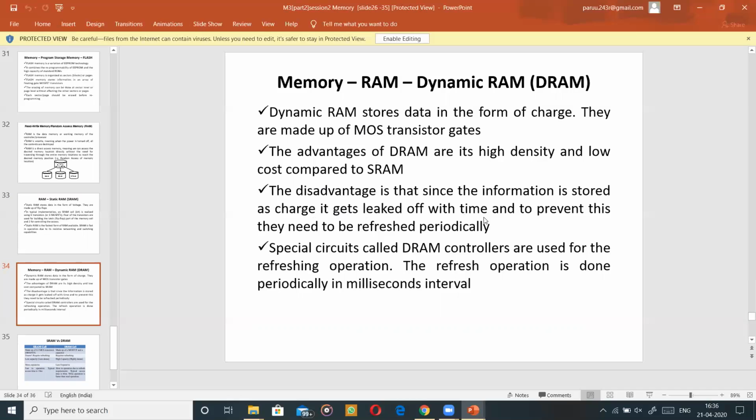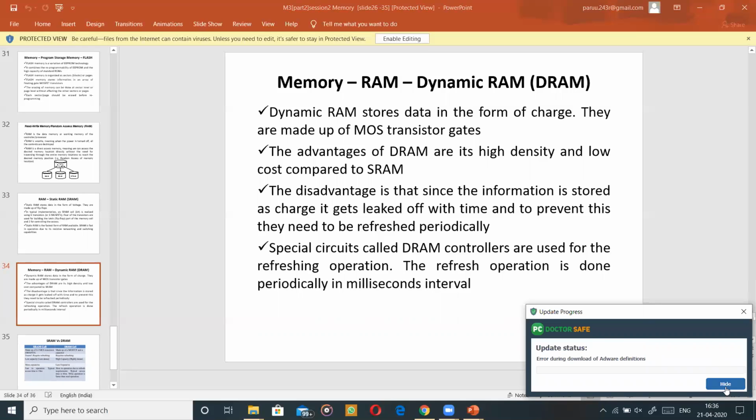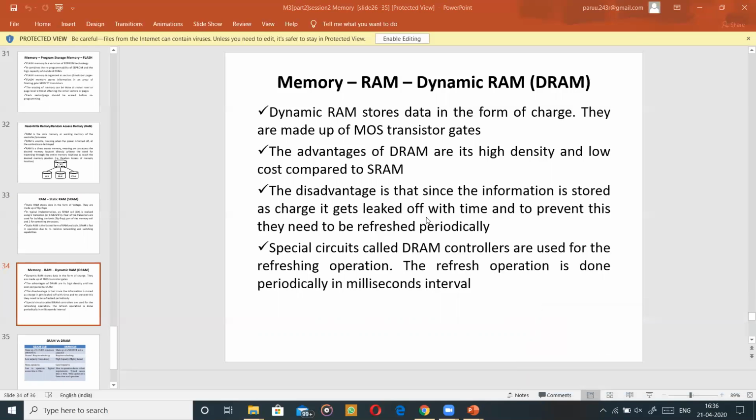As I said, DRAMs, dynamic RAMs, are built upon the transistors and capacitors. So you have to keep on charging the data. One advantage is that it has got low cost, so widely you can use it for mass production. The drawback is it gets leaked. Whatever the charge is there, it gets leaked. So we have to recharge again and again. So you have to keep a refreshing circuit for that periodically.